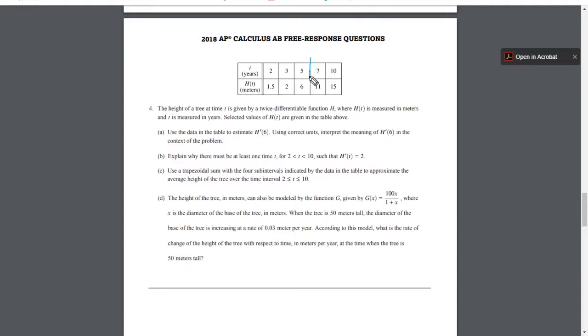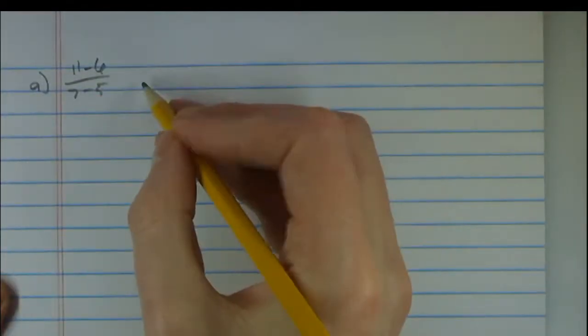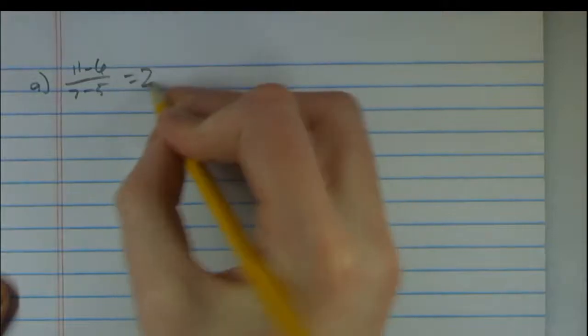So if after 5 years it was 6 meters tall, and at 7 years it's 11 meters tall, it's grown 5 meters in those 2 years, so I'm going to say 2.5 meters a year. We just basically need to write that down now. So let's formalize that a little bit. We'll take 11 minus 6 over 7 minus 5, because that's our average rate of change, which is 2.5.